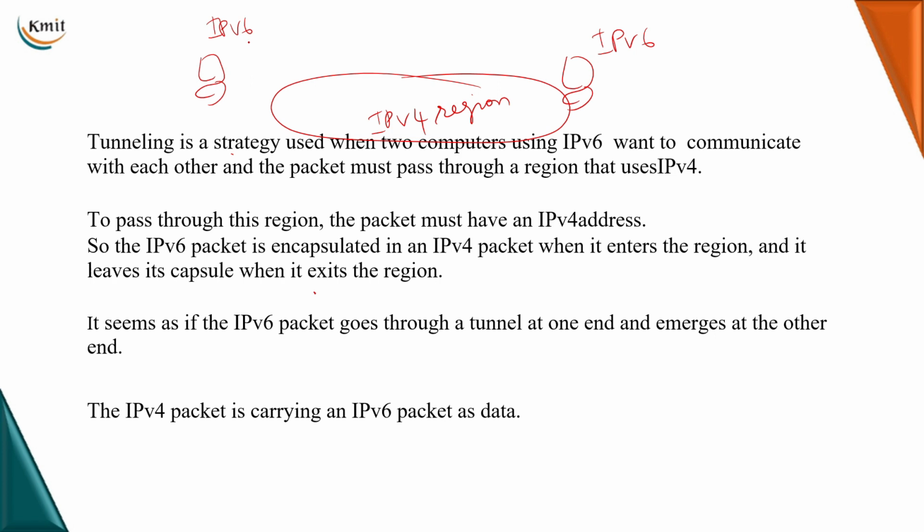Now, a newcomer has to go through an old-timer, a junior has to go through the senior. What has to be done? You want this transition to be smooth, so you will do tunneling. What you will do is encapsulate the IPv6 packet into an IPv4 packet. That encapsulation is treated as a tunnel.